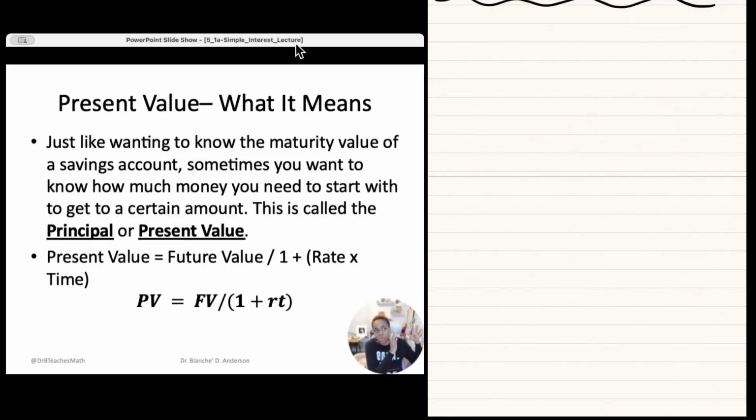So sometimes you want to know, what do I need to start with to get what I need to end up with? And you say, well, why do you care? Well, it depends on how much money you have to save, right? You might not have that much. So that's called your principal or your present value. What do you start with? And so if you take that future value formula and you just solve for PV, do a little algebra, you get that the present value is equal to the future value divided by 1 plus RT. Okay, so now you're just doing the division. That tells you what you have to start with.